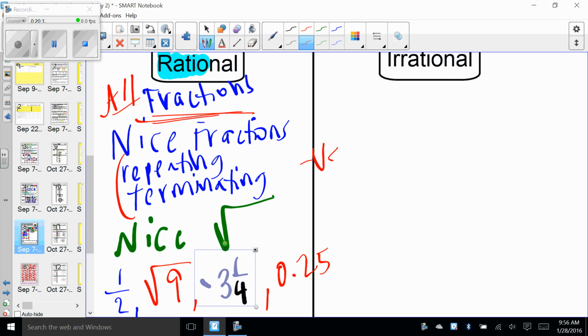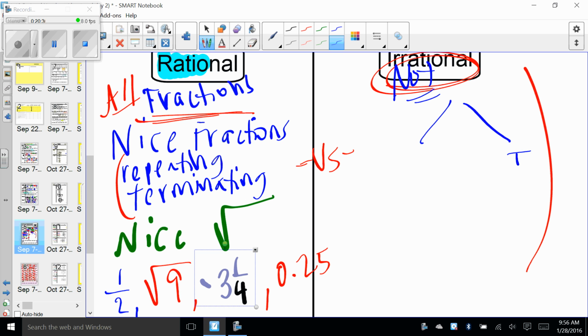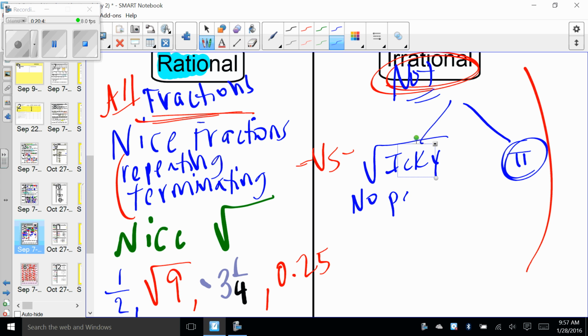Okay, versus irrational. These are a little bit easier to understand, I think. So sometimes it's easier to figure out if it's irrational, or not rational, not a fraction. And it really breaks down to two categories. It's one of two things. It's either pi, because that's a non-repeating, non-terminating decimal, goes to infinity, or icky square roots. So icky square roots mean no pattern, doesn't repeat, doesn't stop.